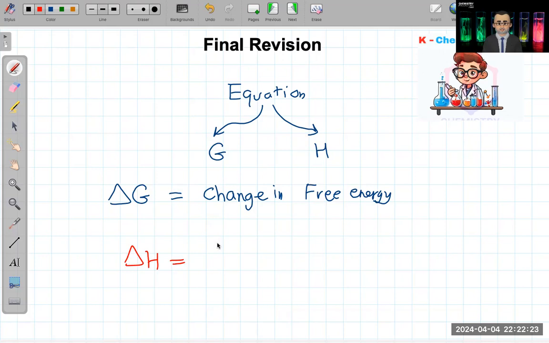Like we'll say delta H is equal to the sum of the heat content of the products minus the sum of the heat content of the reactants.